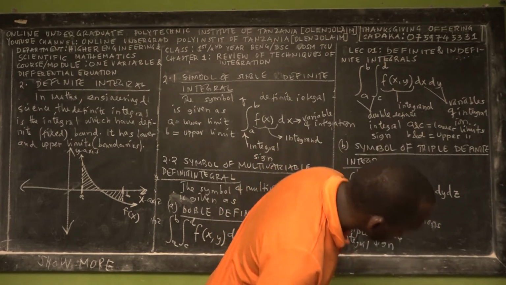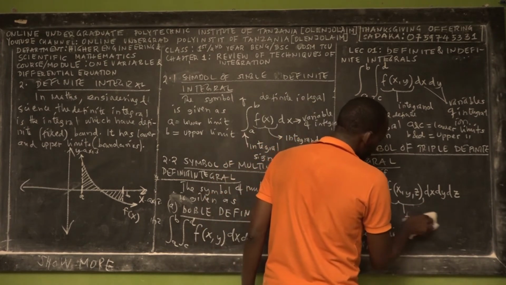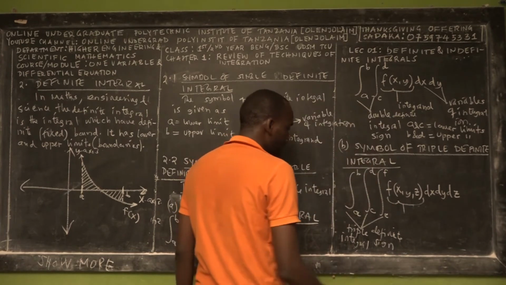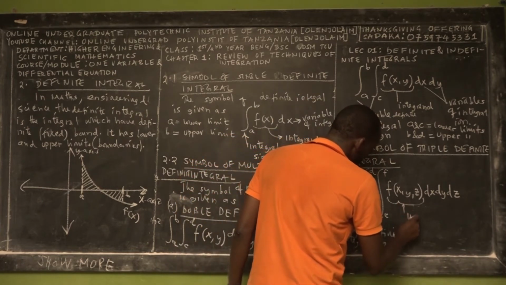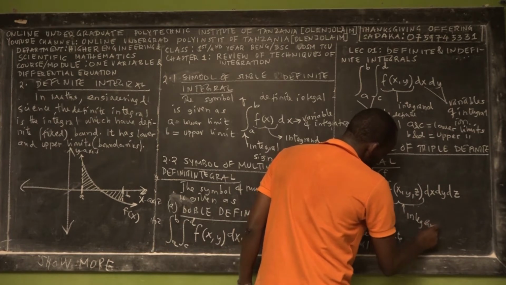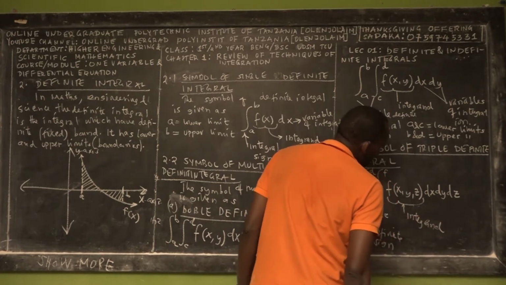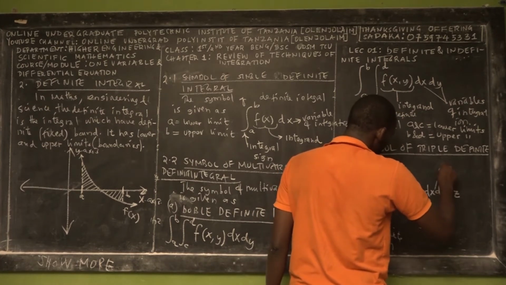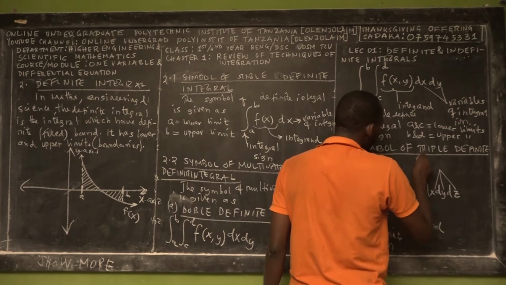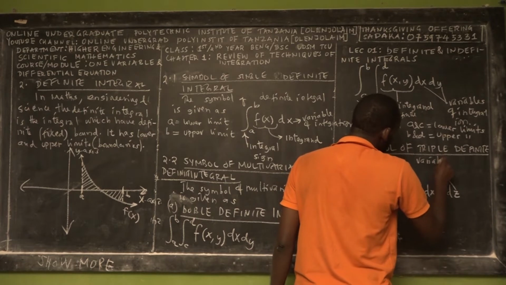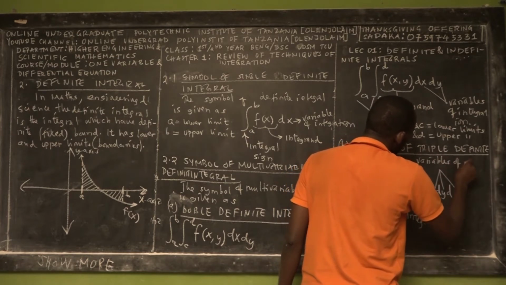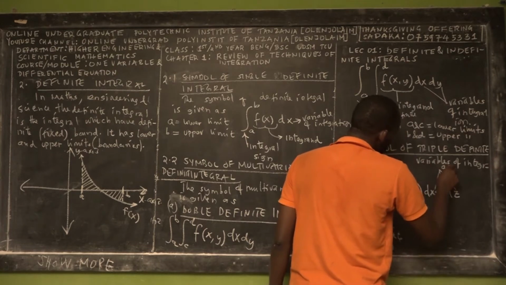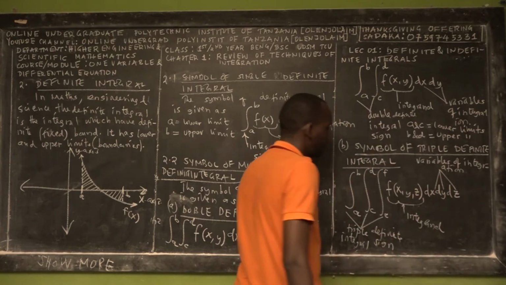We call it the triple integrand, but simply you can call it the integrand of the integration. Then here, ladies and gentlemen, we have x, y, z. What do we call them? Variables of integration.